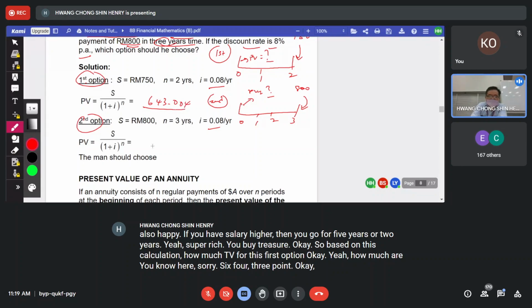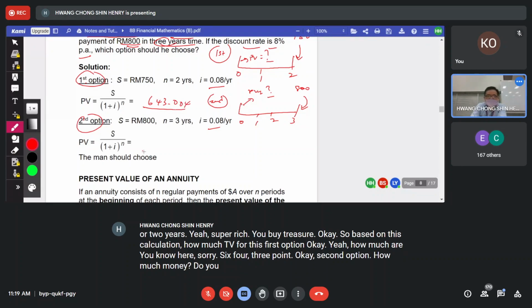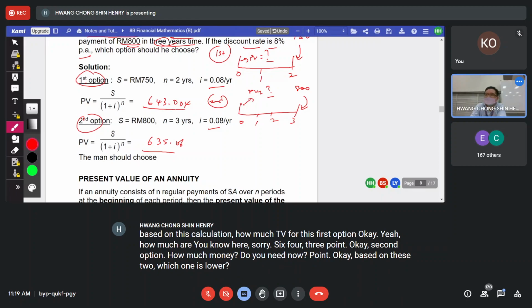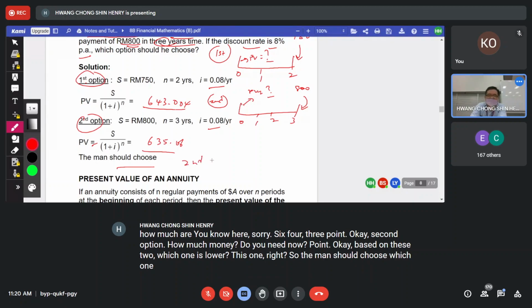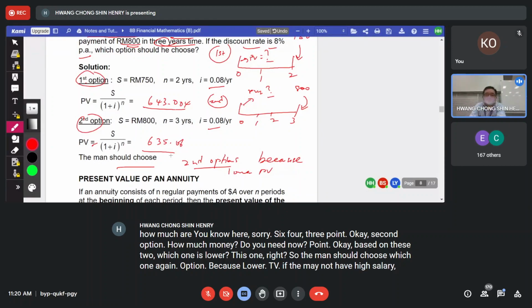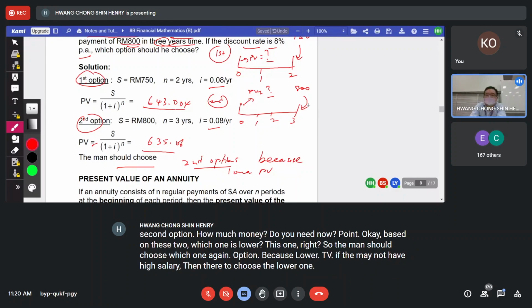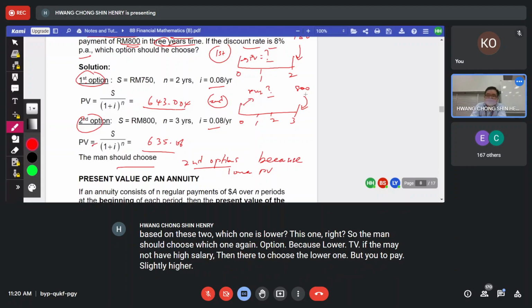Okay, second option, how much money do you need now? Point. Okay, based on these two, which one is lower? This one, right? So the man should choose which one? Second option, because of lower PV. If the man doesn't have a high salary, then he has to choose the lower one. But you have to pay slightly higher, but you pay longer.